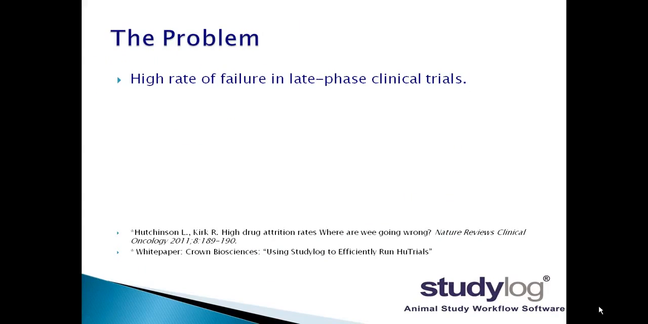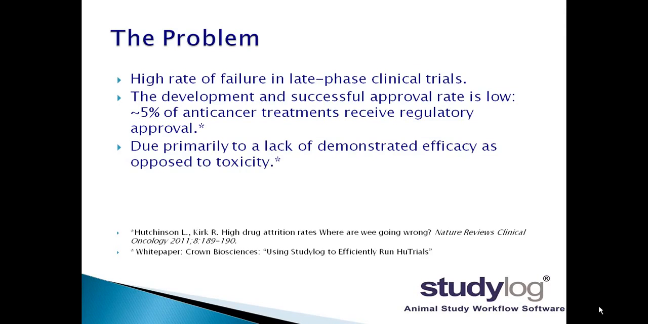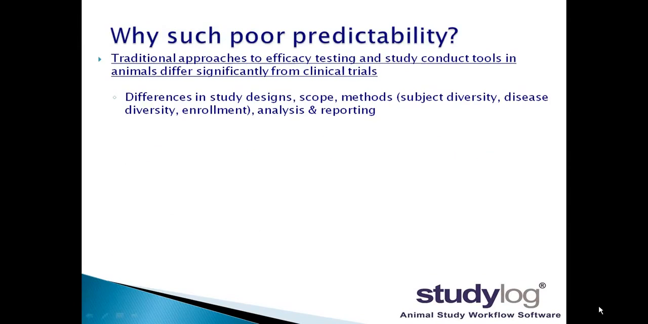So the problem is we have an unacceptably high failure rate in late phase clinical trials. And following clinical trials, we have an abysmal 5% approval rate of anticancer therapeutics. It may be surprising to you to know that this is primarily due to a lack of demonstrated efficacy as opposed to toxicity. So why such poor predictability? Well, it's really simple. Our traditional approaches to how we do efficacy testing and the tools that we use to test them differ significantly from clinical trials.